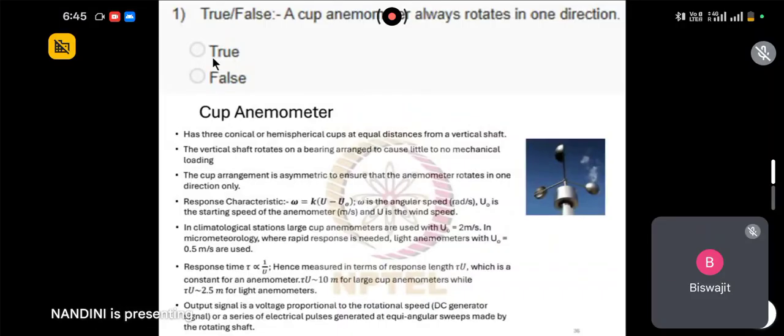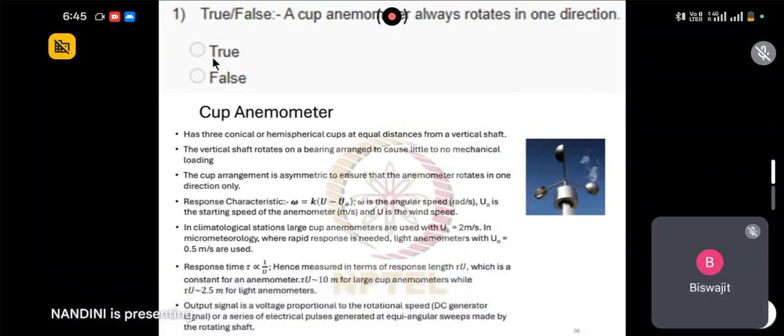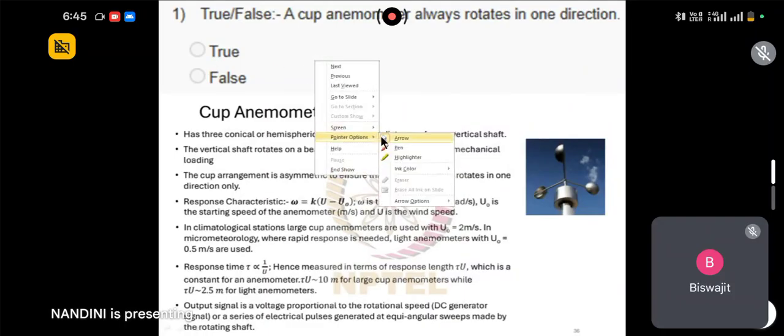Now we are going to anemometers. Do you know what an anemometer measures? An anemometer basically gives you the wind direction and wind speed.